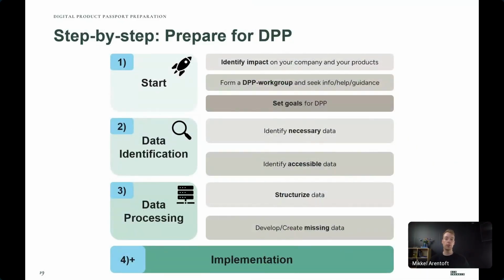To begin preparing for the digital product passport, you can start by identifying the impact that it might have on your company and products. This includes the opportunities to provide added value to your customers. You can form a digital product passport work group to take ownership of this implementation and to begin setting goals. They can then begin sourcing this data that is needed by identifying the necessary data to be sourced and then also planning for how to achieve this data. Once you have this data, you need to structurize it and then fill out any data gaps continuously so you're ready to implement it when the digital product passport comes.